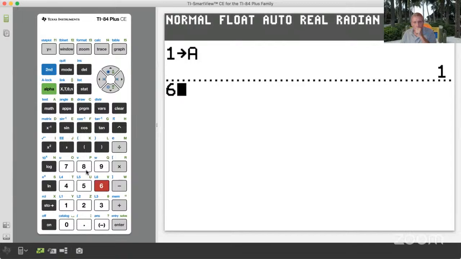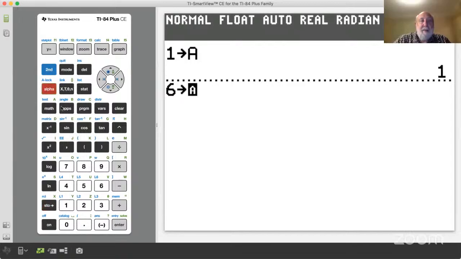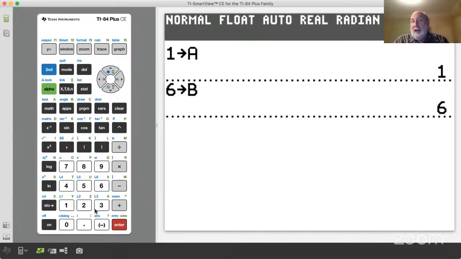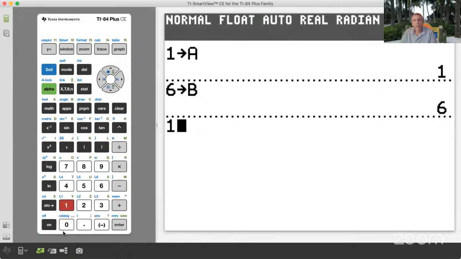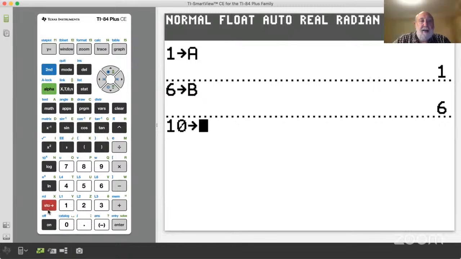6, store that in B. And if I do other integrals now or Riemann sums, I can just change my values for A and B. Let's see, another thing would be the partition size. So for example, here, I think you start out with 10 as one of the sizes. So let me take that 10 and store that in N for the number of partitions.